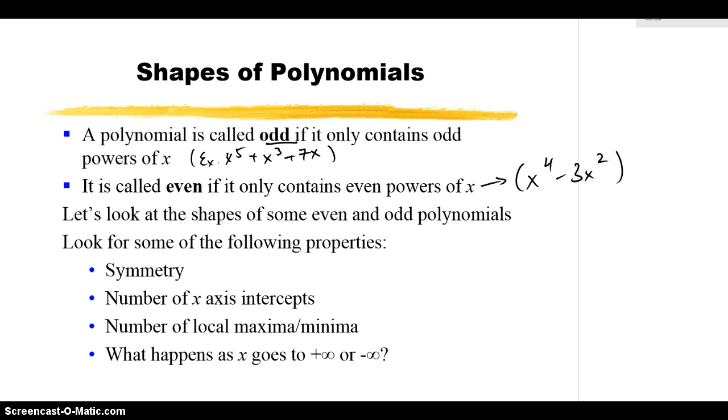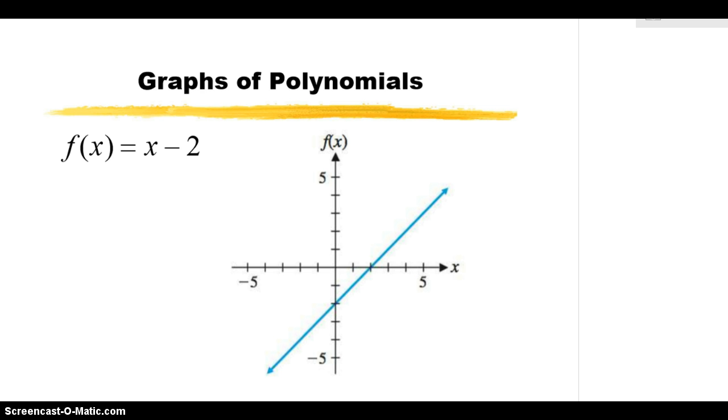Anyways, we're going to look at more of these. Let's look at the shapes of some of these even and odd polynomials, and let's look for some of the following properties. As we see the graphs that follow here, look for symmetry. Look for the number of x-axis intercepts, in other words, the number of x-intercepts. The number of local maxima and minima. And what happens as x goes to positive or negative infinity. So let's take a look.